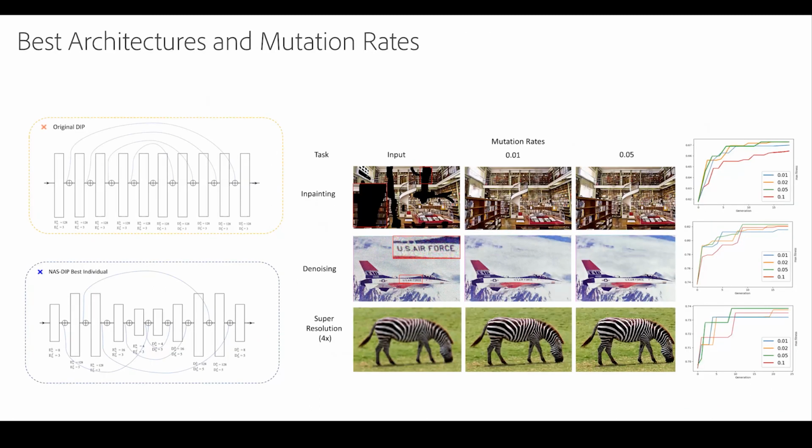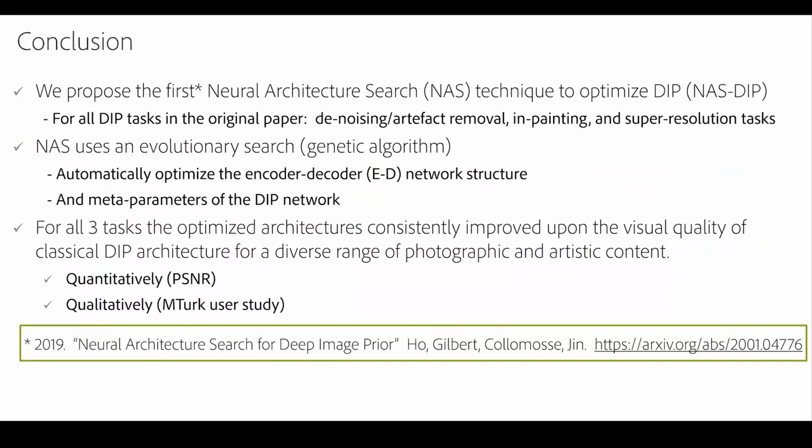So here are just a few more examples of visual results for the 3 tasks: inpainting, denoising, and super resolution, and there are many more in the paper. And we show on the left an example of a discovered encoder-decoder architecture, and that's in purple, versus the original proposed architecture in the deep image prior paper in orange. And the graphs on the right are investigating the best performing mutation rates for our representation, which are around 5 to 10%. So in conclusion, we've proposed the first neural architecture search to optimize the encoder-decoder backbone for deep image prior.